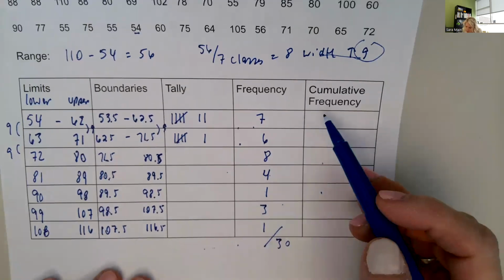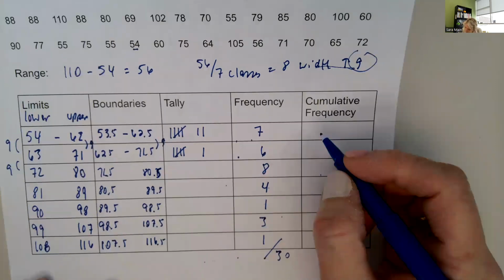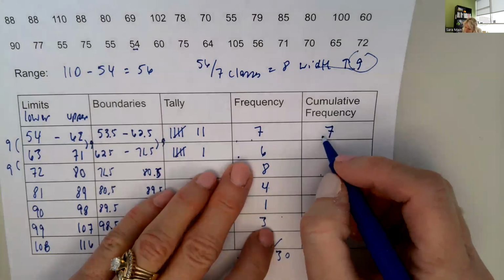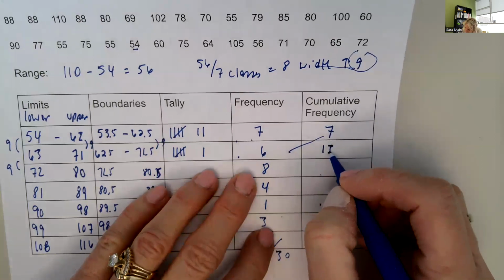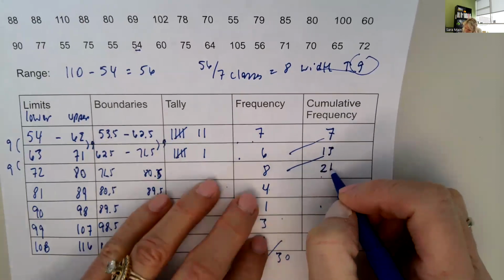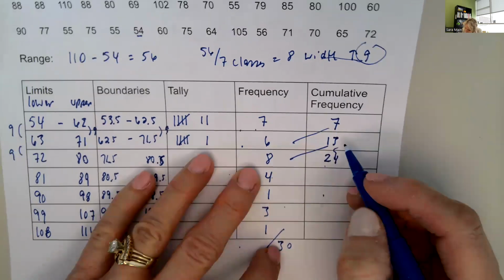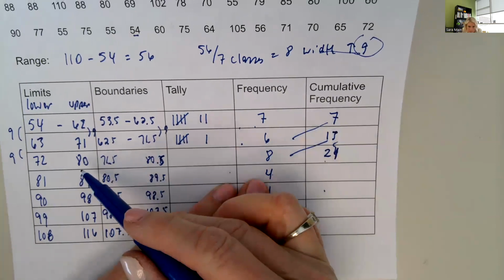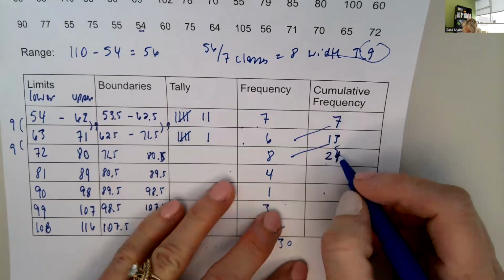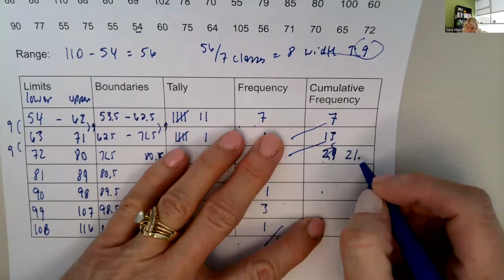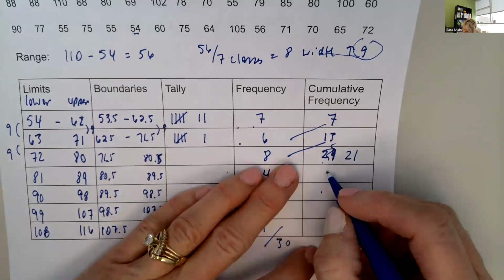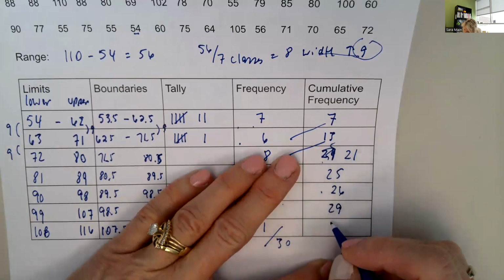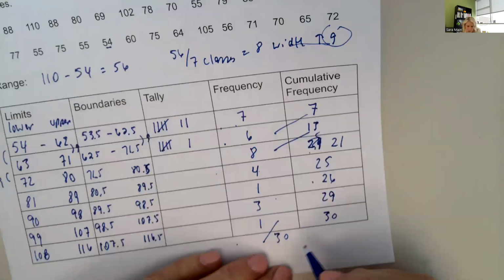And then our cumulative frequency, remember, is we start with the first frequency and then we add the next. So it's 7 plus 6 is 13, plus 8 is 21. That means there are 21 observations below 80. My marker got bumped. 25, 26, 29, and then your last should be the total, or 30.